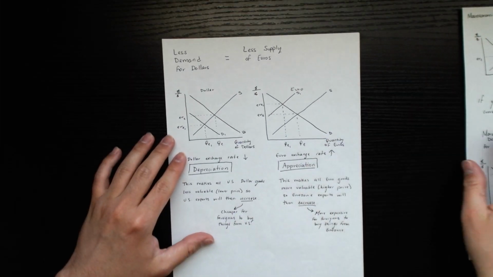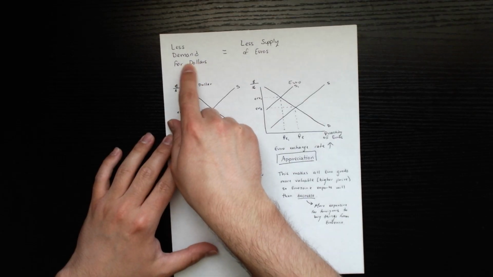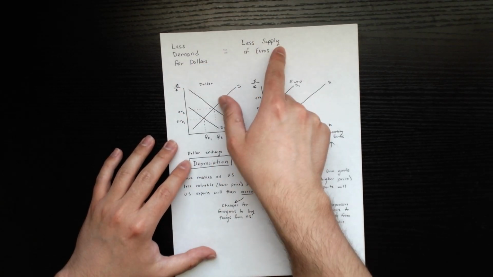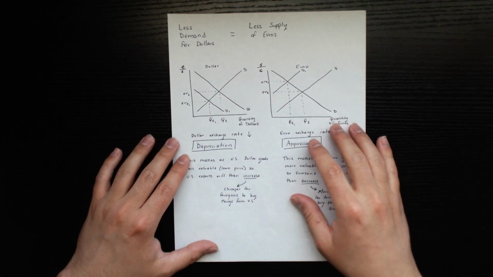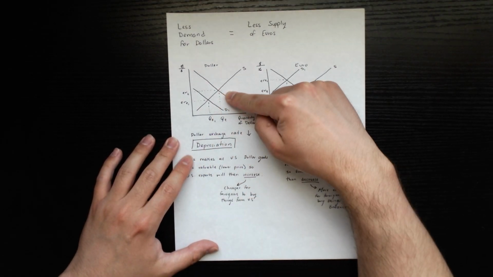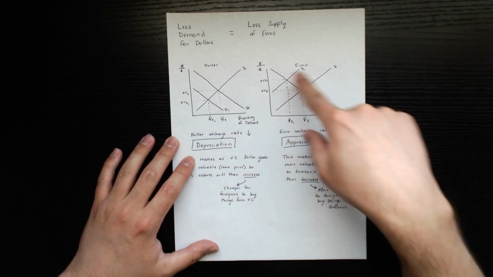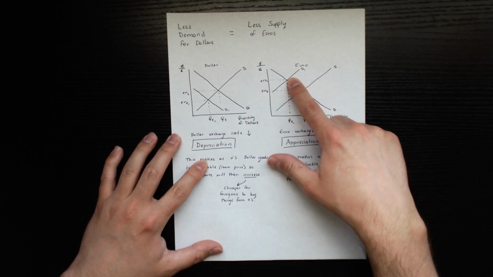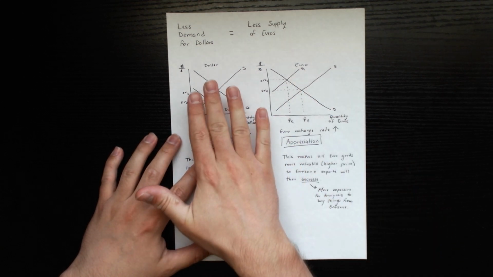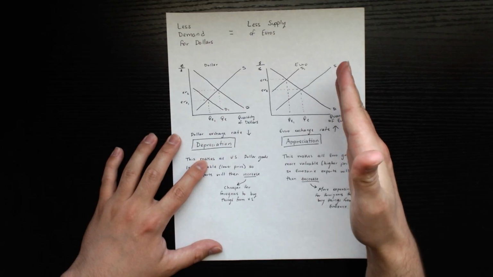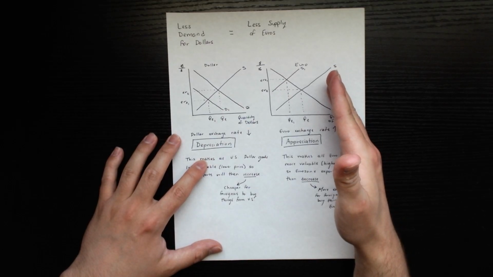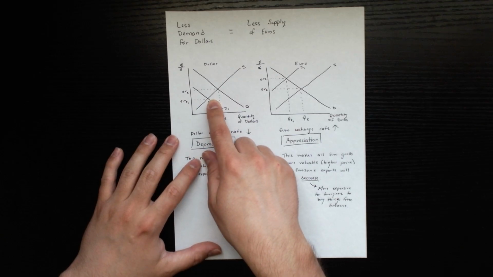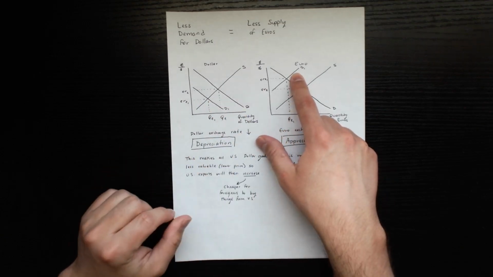Here's another example. If we have less demand for dollars, then that means that they're going to supply fewer euros because they don't want as many dollars. They're not going to give us as many euros. So here, the demand for the dollar is going to shift to the left, which means they're going to supply fewer euros. So the supply of the euro is going to shift to the left. You see, whatever happens to demand for one currency, it's going to impact the supply for the other currency in the same direction. So if demand decreases for the dollar, supply is going to decrease for the euro.